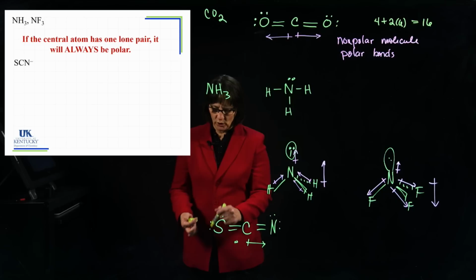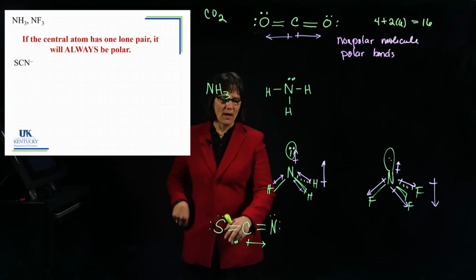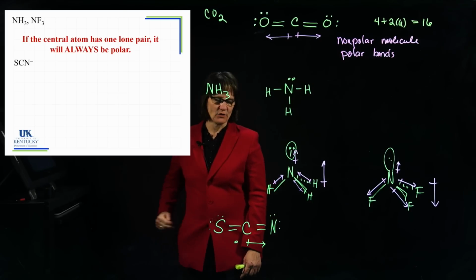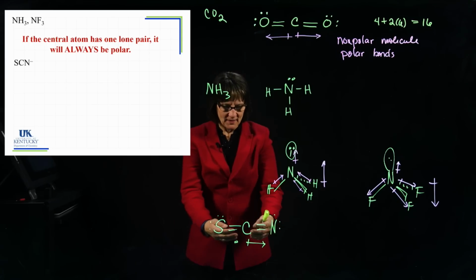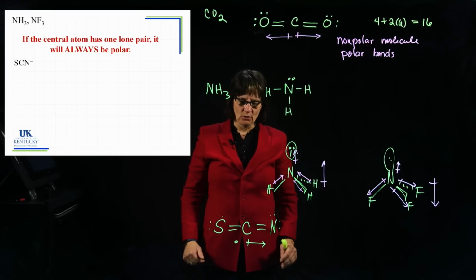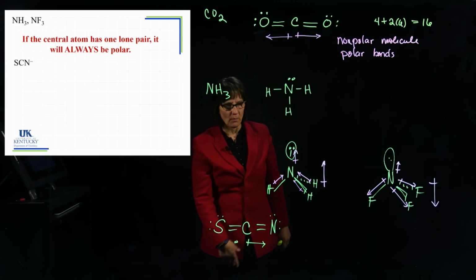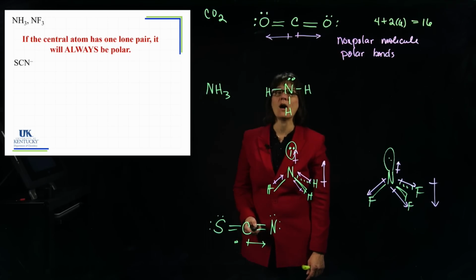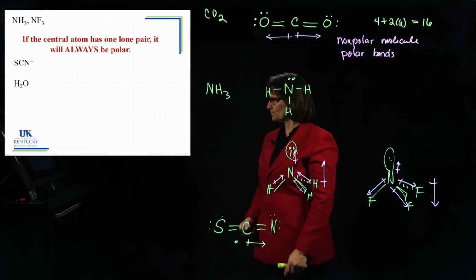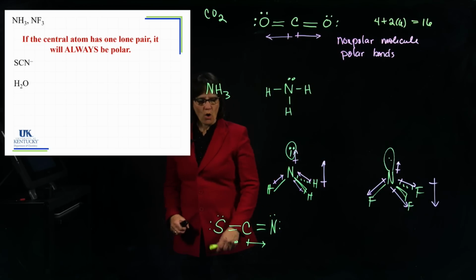So this molecule will be a summation vector that will be polar in the direction of the nitrogen. So this molecule, while it's the same shape and the same bonding pattern as that molecule, is going to be a polar molecule, while the carbon dioxide up there at the top was nonpolar.